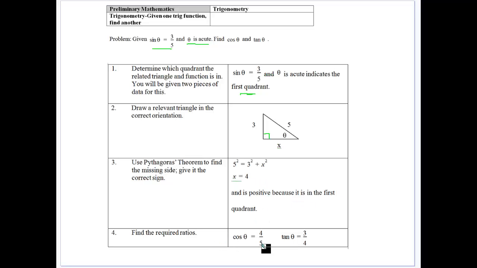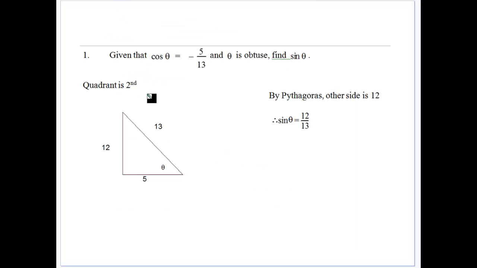So that means our ratios would be cos of theta is equal to 4 on 5, and tan of theta is 3 on 4, because it's the adjacent on hypotenuse and the opposite on the adjacent. So that's how we go about it. So, looking at the other problems. We're told that cosine of theta is negative and theta is obtuse. So that means we're in the second quadrant.